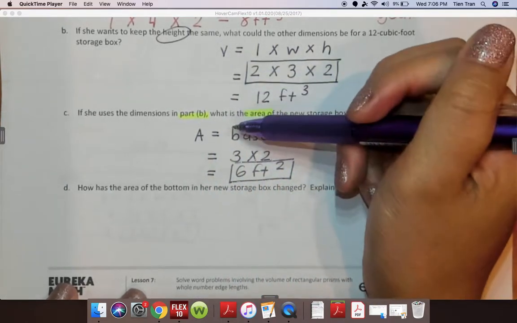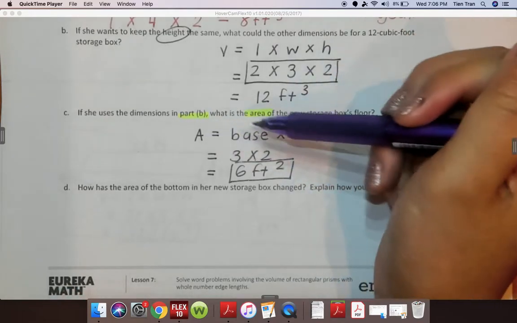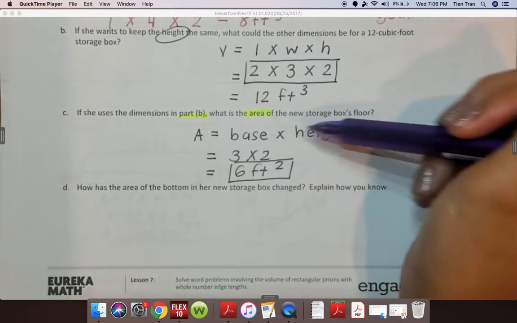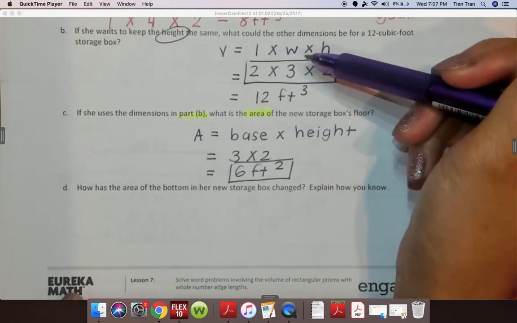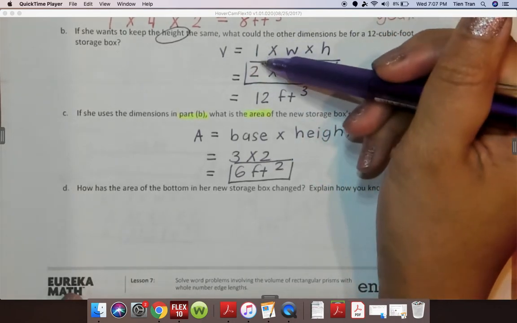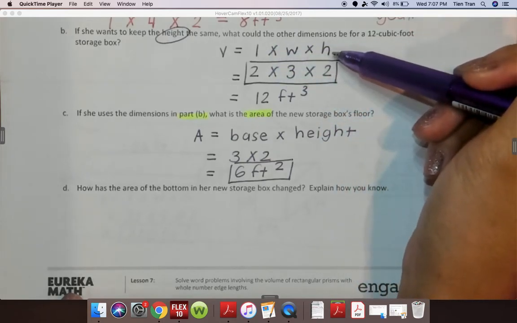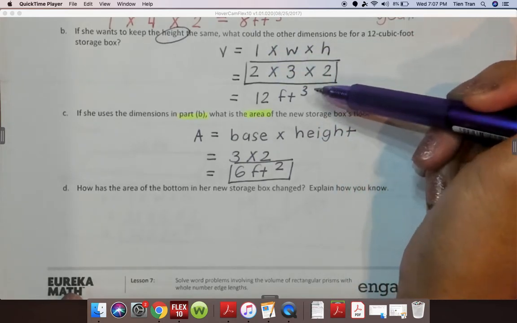Whenever you answer for area, if you're creating an answer for area, notice that it's only 2 measurements, so it's always going to be square. When you're answering for volume, notice that you are calculating 3 measurements, so it's always going to be cubed.